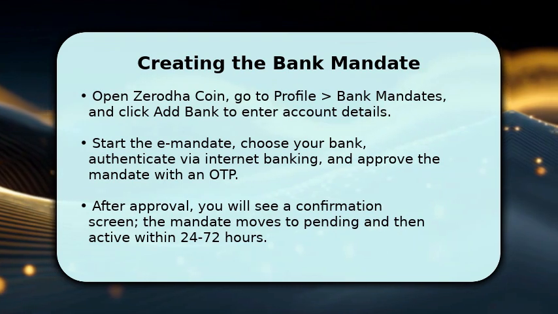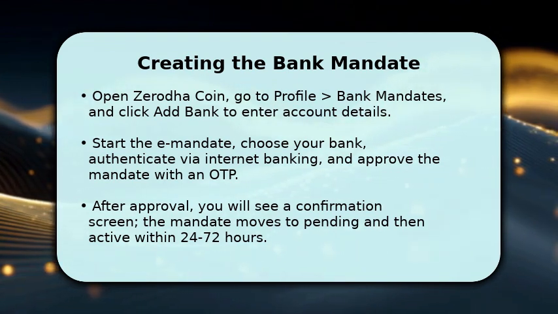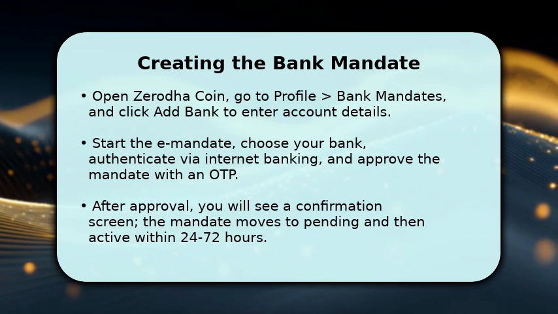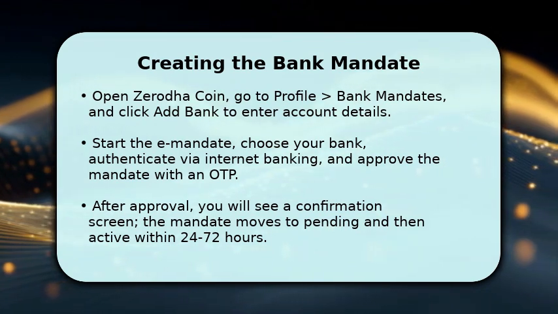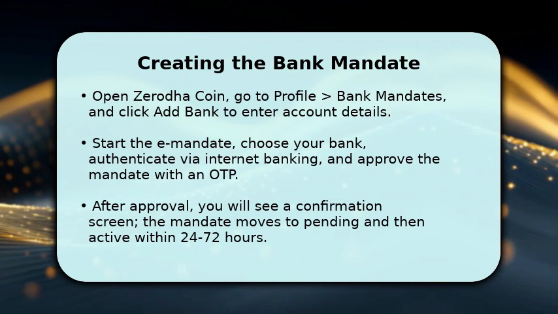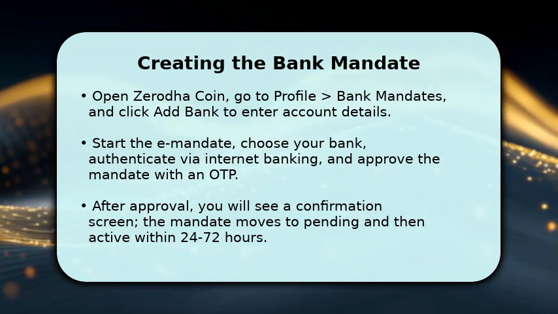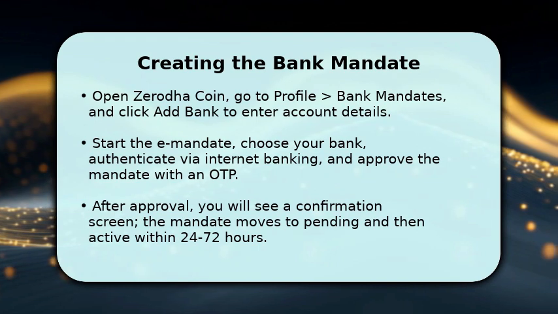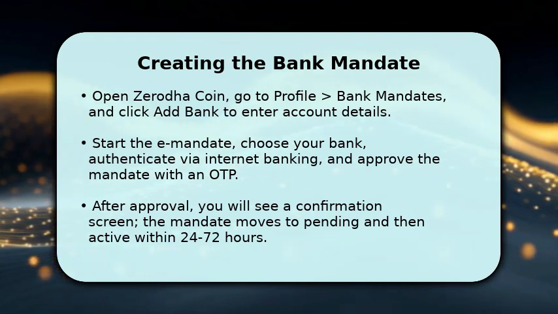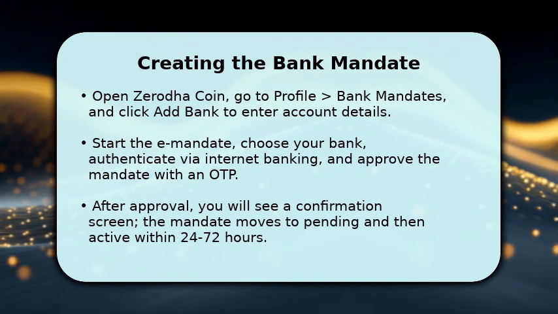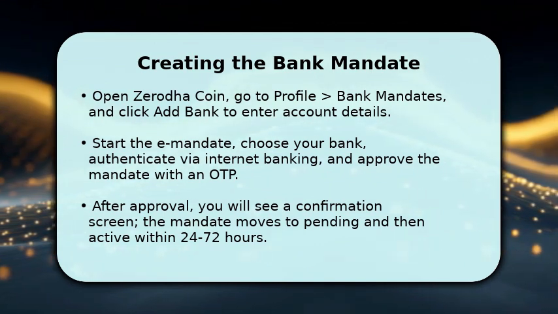Choose to set up an e-mandate, select your bank from the list, and the flow will redirect you to the bank's net banking portal, where you must authenticate using your internet banking credentials and approve the mandate with the SMS OTP sent to your registered mobile. After approval, you will return to Coin with a confirmation screen, and the mandate status will show pending, then active in 24-72 hours.